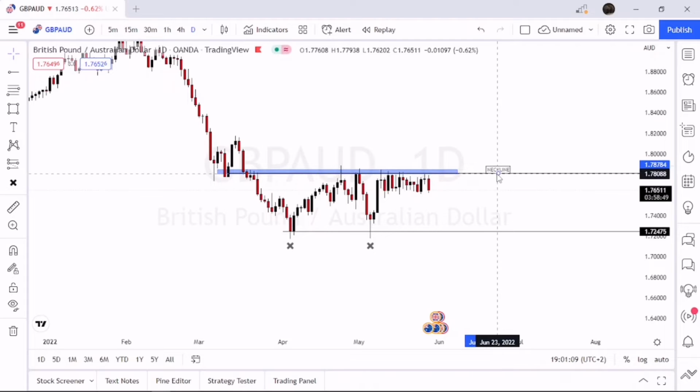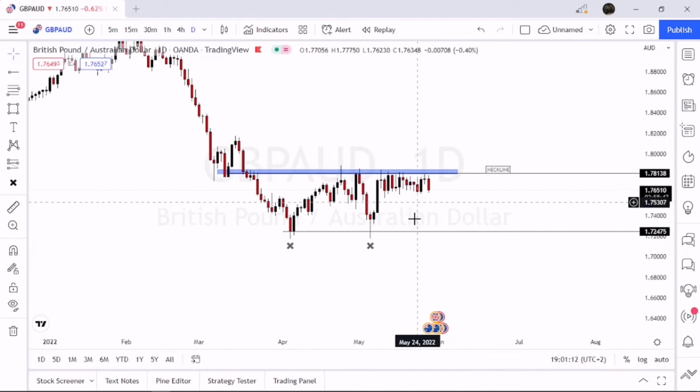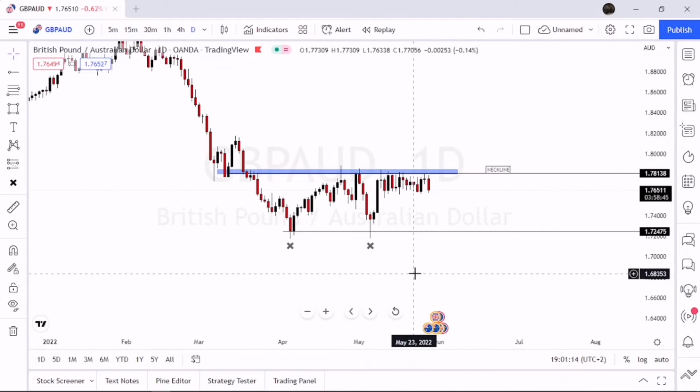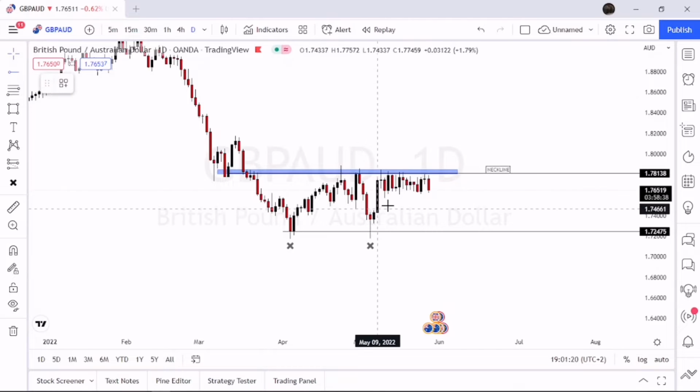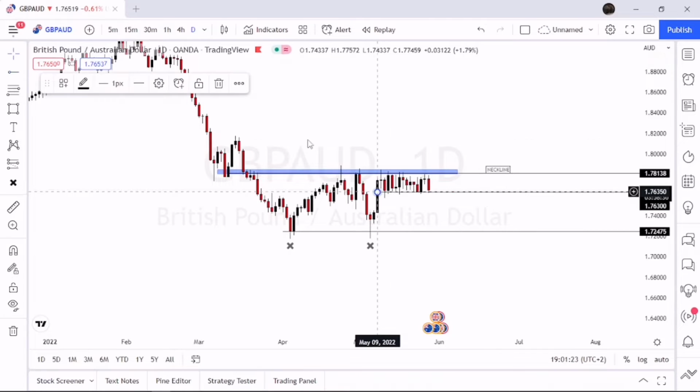So of course, you know how a double bottom works. After the break, we continue with the bullish move because it's a W pattern like this, you know. So on a smaller time frame, like I've said, we were trapped in a range, right?